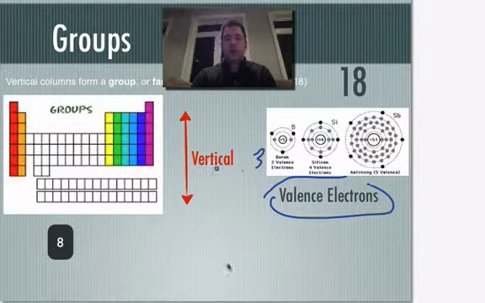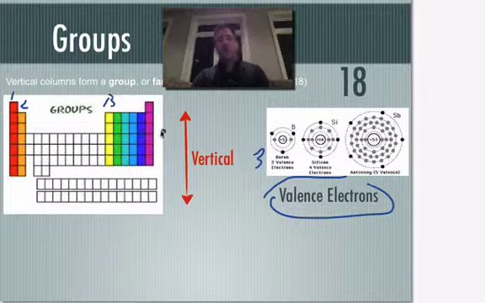So we know that if we go over here, we go 1, 2 in these colored rows. So it would be 1 and 2. And then if we go over to 13, we know that there's going to be 3 in here: 3, 4, 5, 6, 7, 8 valence electrons. And again, that's the outermost row.